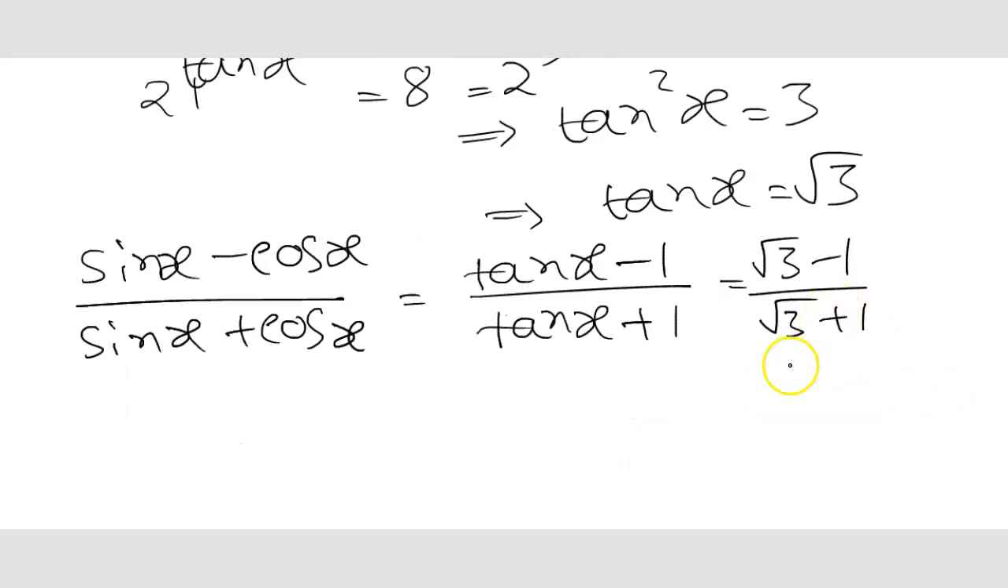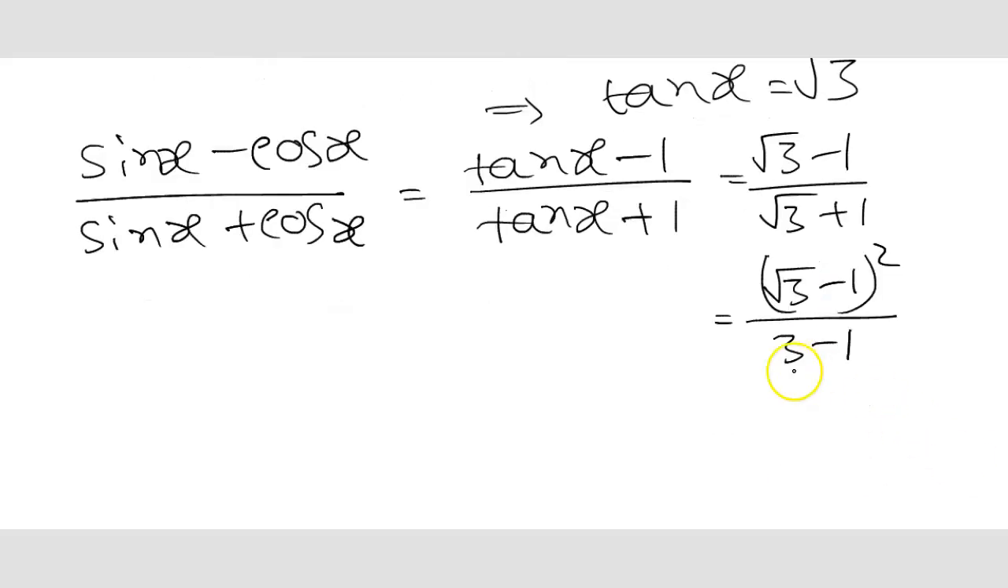Now if we simplify it, it will become root 3 minus 1 square over root 3 plus 1 into root 3 minus 1, so it is 3 minus 1, that is 2. So it results as root 3 minus 1 a whole square divided by 2. So it is our required value.